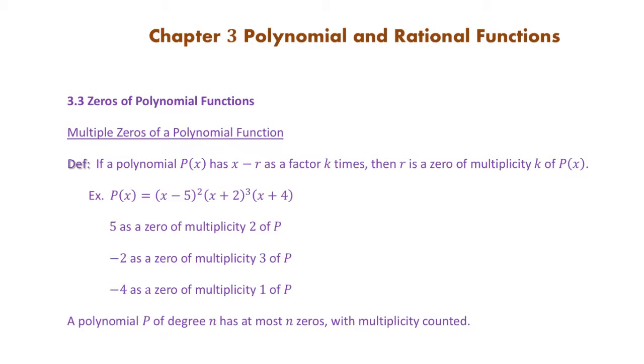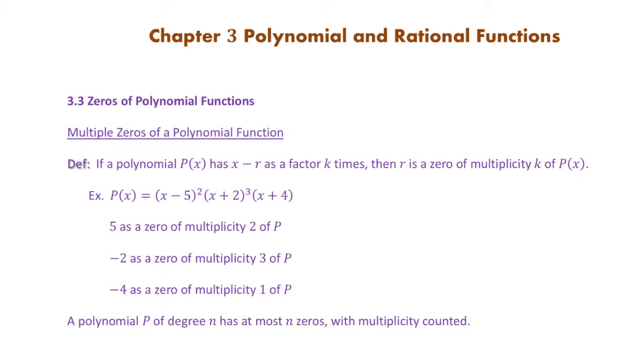Okay, so let's define the multiplicity of a zero of polynomial p. So if polynomial p of x has x minus r as a factor k times, as we did in the previous example, then r is the zero of multiplicity k of p of x. Okay, the exponent of the factor.